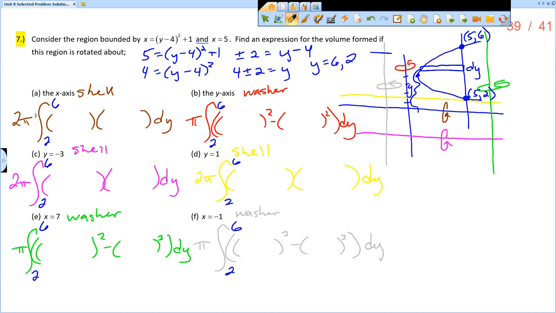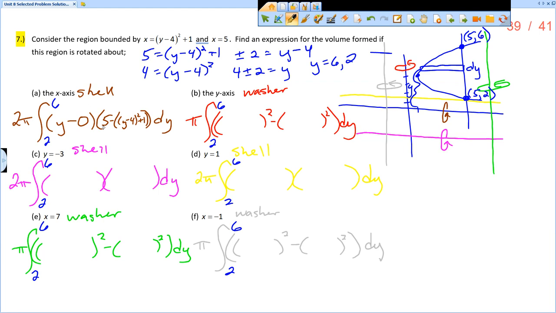So I'm going to take y minus the axis of rotation, which is 0. So y minus 0 is going to be my radius. And then my height is the upper boundary minus the lower boundary. So the upper boundary is x equals 5 minus the lower boundary, that curve, which is the y minus 4 squared plus 1. So you've got to make sure you use parentheses appropriately.